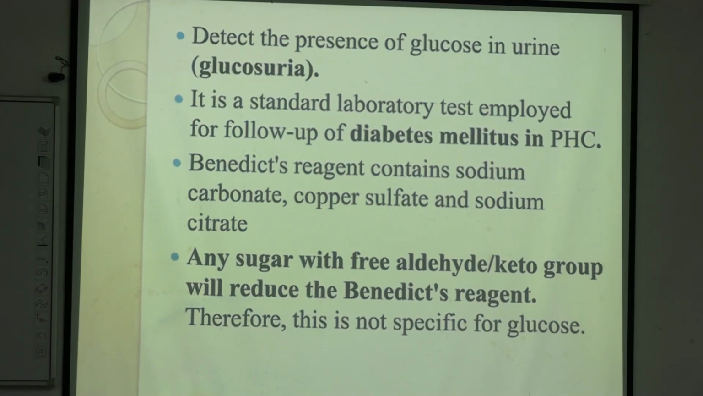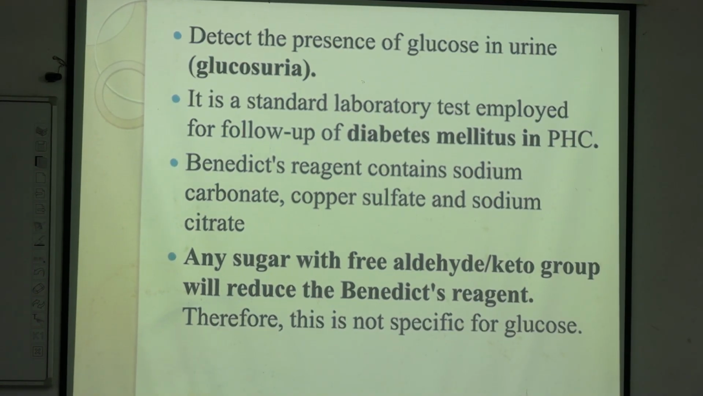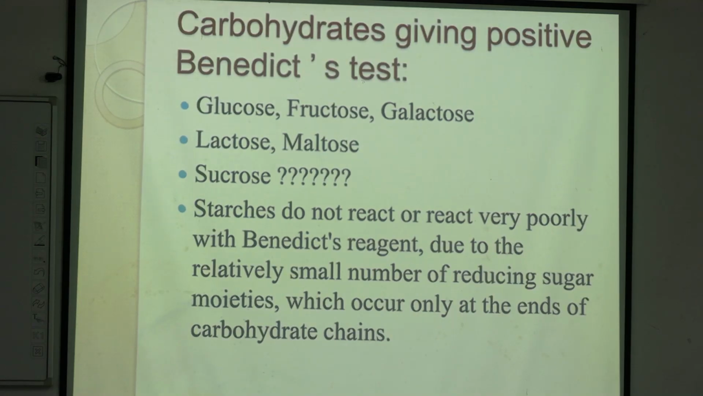Okay, so this is not specific for glucose, but it is to differentiate reducing and non-reducing carbohydrates. Okay, so all the carbohydrates like glucose, fructose, galactose, they will give positive Benedict's. Lactose, maltose, will they give positive Benedict's? They are disaccharides, lactose, maltose, sucrose. So will all of them give Benedict's positive or not?